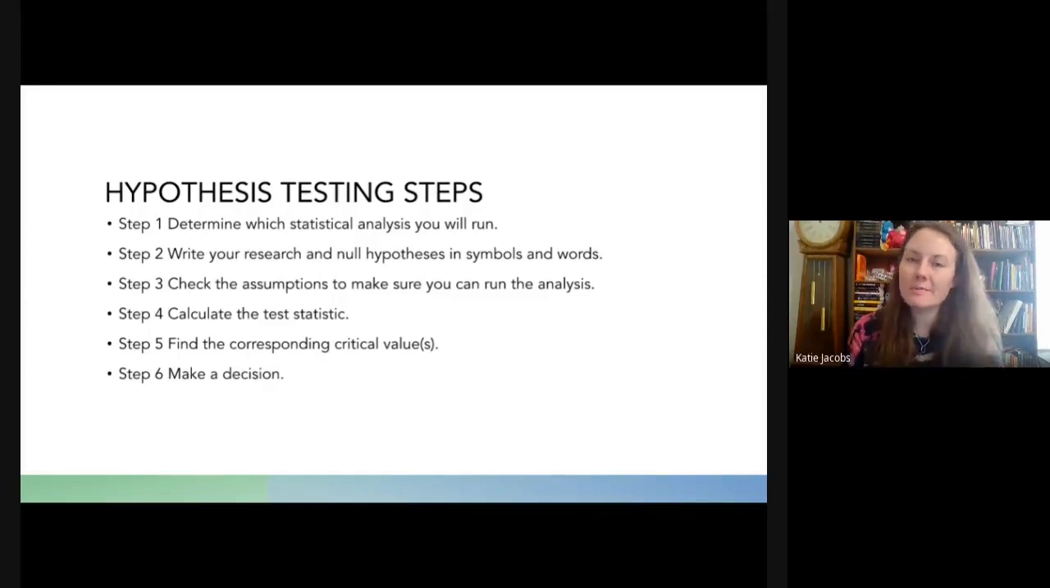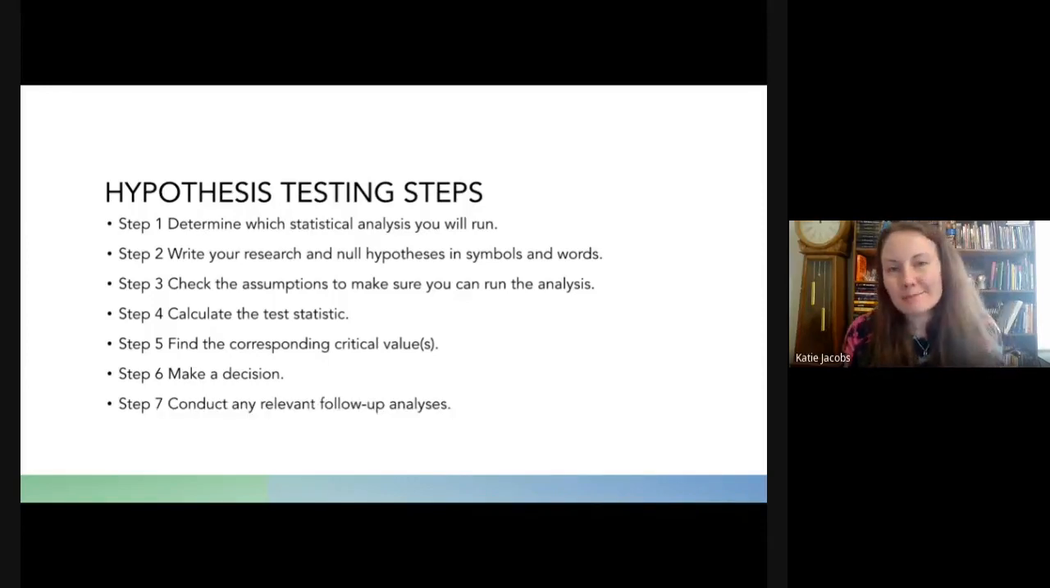You're right, we're going to make our decision about our null hypothesis. Remember, whenever we're making that decision, it's always in relation to our null hypothesis, and we will need to write our decision out in words, but also in symbols. Our 7th step then is conducting any relevant follow-up analyses, and we'll talk about that when we get there.